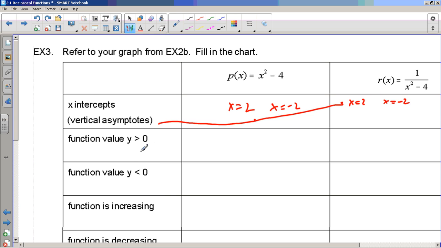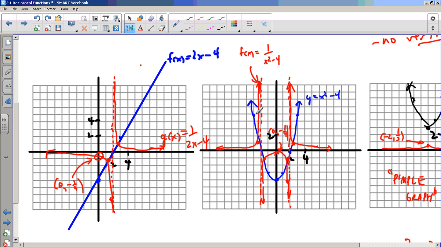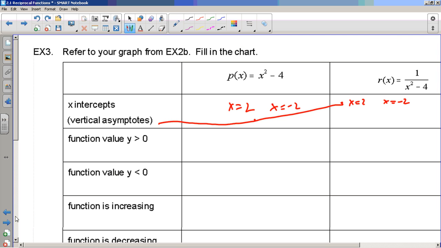When is the function value greater than 0? Well, it was greater than 0 in this piece and this piece, right? X is greater than 2, x is less than -2. When was this one positive? Same thing. X is greater than 2, x is less than -2. When was the function value negative? Well, this graph dipped below the x-axis in between 2 and -2. And that was the same thing over here.